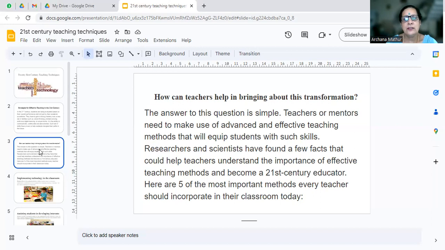So today, researchers and scientists have found a few facts that may help our teachers to understand the importance of effective teaching methods and become a first grade 21st century educator. We are not teachers anymore. The new terminology which is being used is that of an educator. So here in this particular presentation, I have put about 5 of these important methods which every teacher should try to incorporate in their classroom.